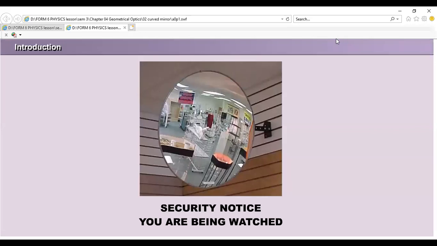Ladies and gentlemen, let's go to the first slide. So we notice that there is a mirror at the shopping center, a simple curved mirror used as security. We notice that, okay, what's that? The sign says: security notice, you are being watched.